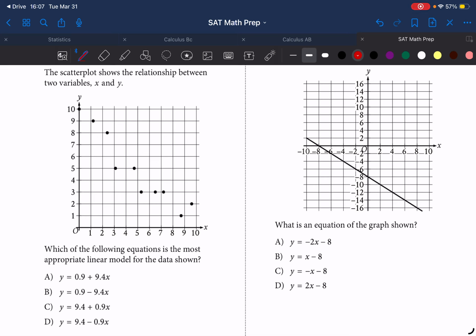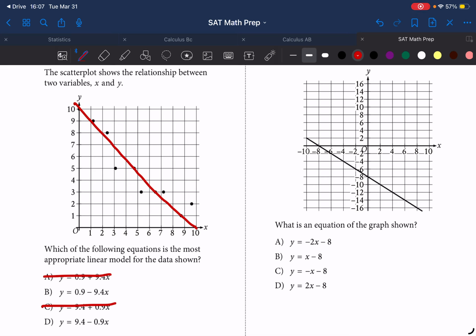Okay, so first, before we even look at the linear models, if we were to draw a line through that data, we already know that this slope is going to be negative. So I'm going to look at all the numbers in front of x, which is my slope, and if it's not negative, it can't be an answer. So it can't be C and it can't be A, because those give us a positive 9.4 and a positive 0.9. Okay, so now we know it has to be negative, and then the other part is the y-intercept.